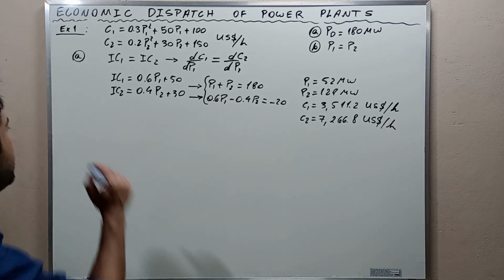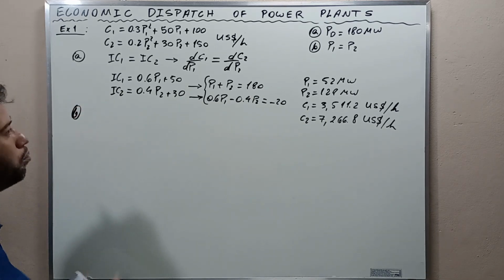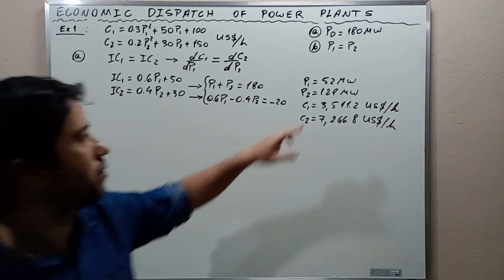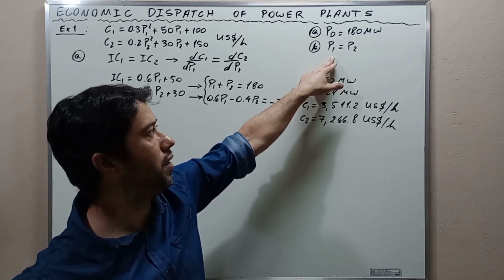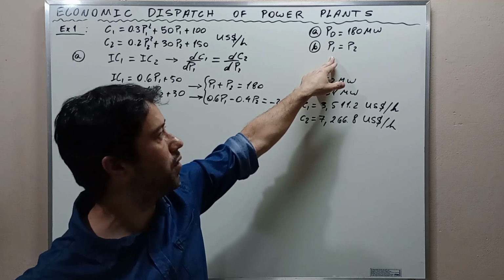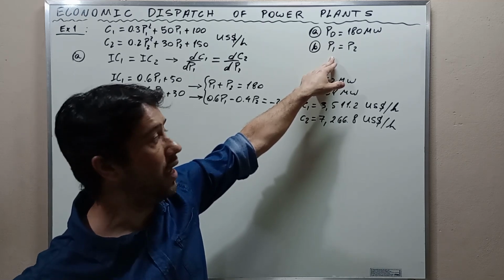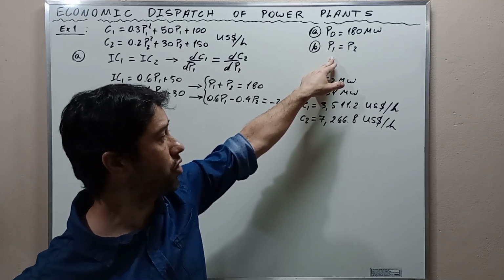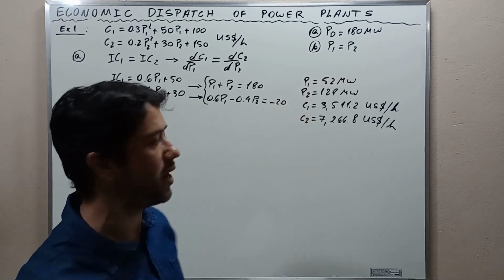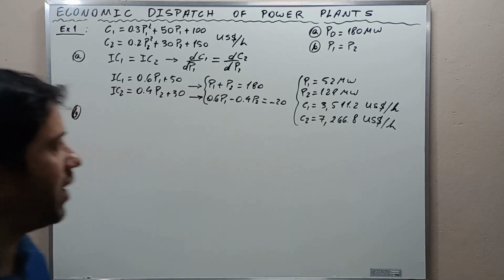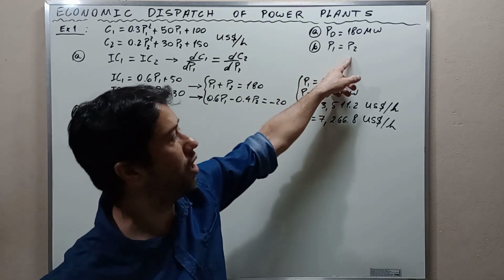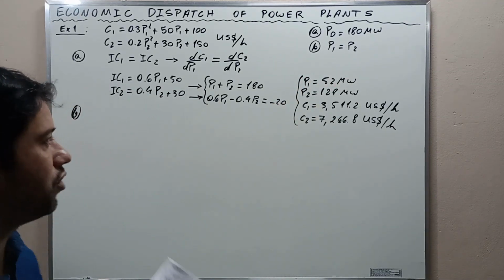Now let's go to letter B. Letter B wants us to compare the case in which the load is shared equally between the generating units and when they are optimally dispatched. This is optimal dispatch, and this is not. We are going to see why it is not.